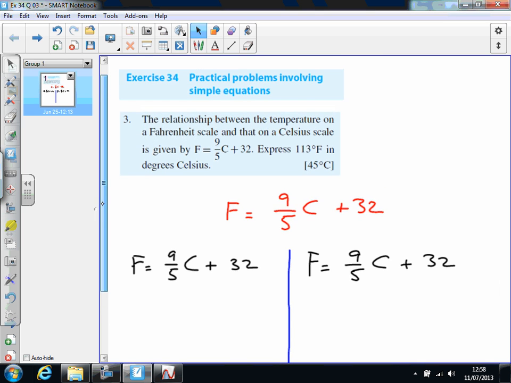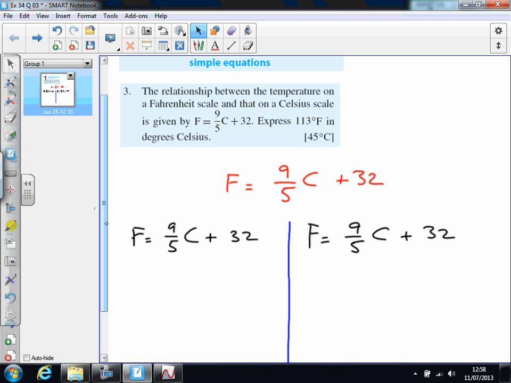Exercise 34, question number 3. This particular question investigates the relationship between measuring temperature in degrees Fahrenheit and degrees centigrade. F equals, so that's the temperature in Fahrenheit, 9/5 multiplied by the temperature in centigrade, C, plus 32. You might remember that 0 degrees centigrade is 32 degrees Fahrenheit, so that's why we add the 32.